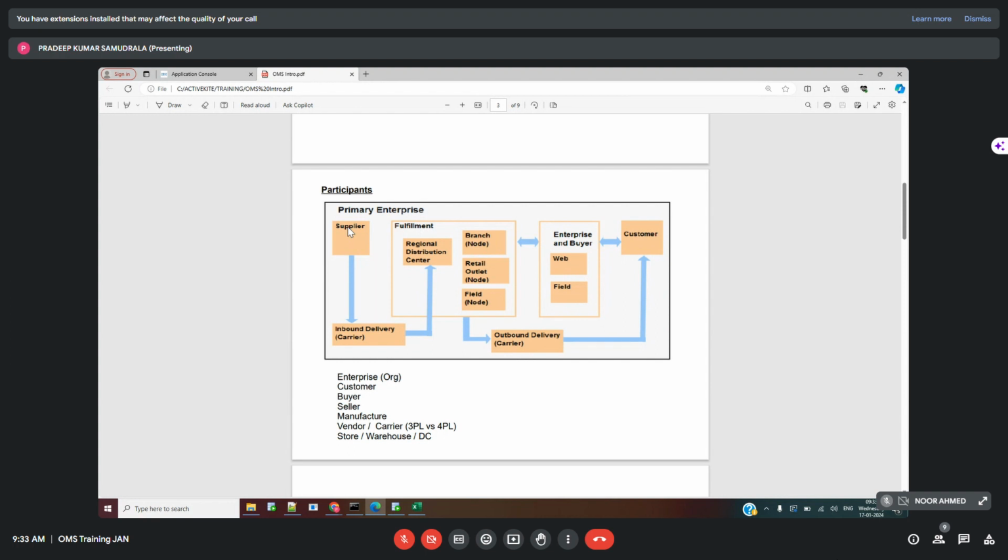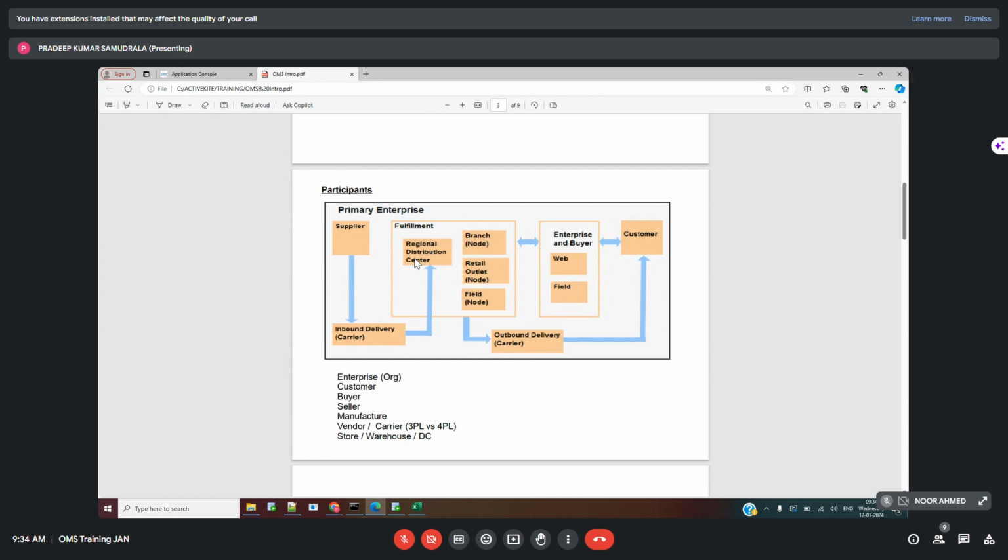As we discussed, the supplier is somebody who gets the product directly from the manufacturer, and that supplier places the product in the warehouse. And as we just discussed, a warehouse is also called a node in Sterling. A node can be a retail outlet, a field, a branch, or a regional distribution center. A regional distribution center is nothing but a big warehouse. For example, I have one big warehouse for entire South India and one big warehouse for entire North India. That kind of big warehouse is called a regional distribution center.